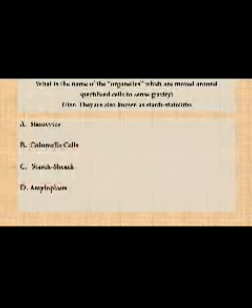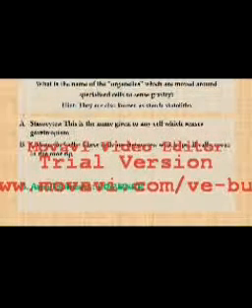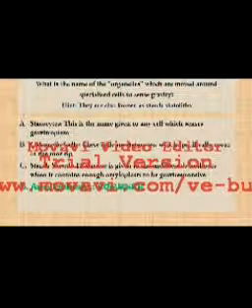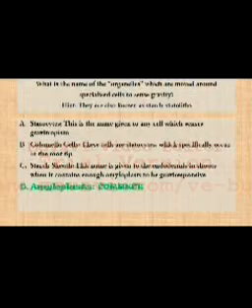The correct answer is D. A. Statocytes is the name given to any cell which senses gravitropism. Columella cells. These cells are statocytes which specifically occur in the root tip. Starch sheath. This is the name given to the endodermis in shoots when it contains enough amyloplasts to be graviresponsive.